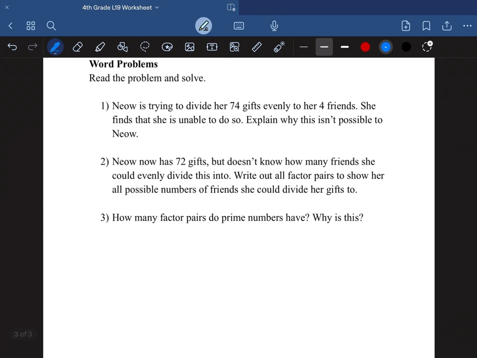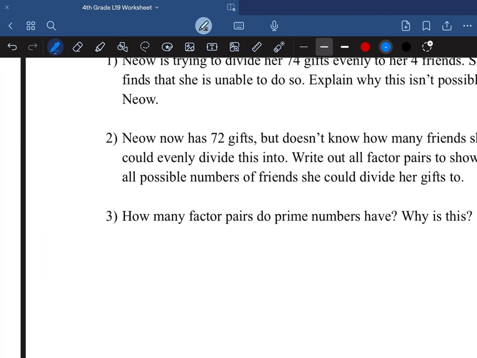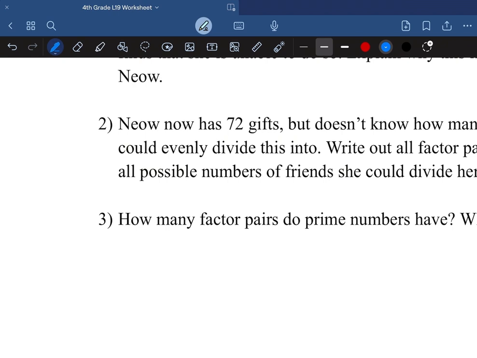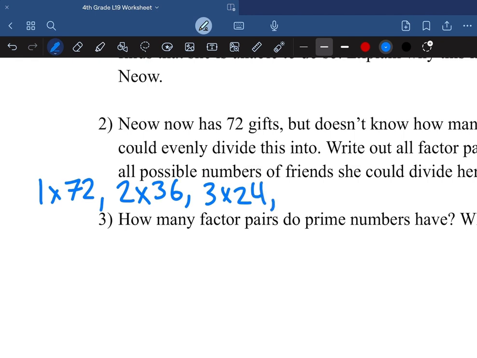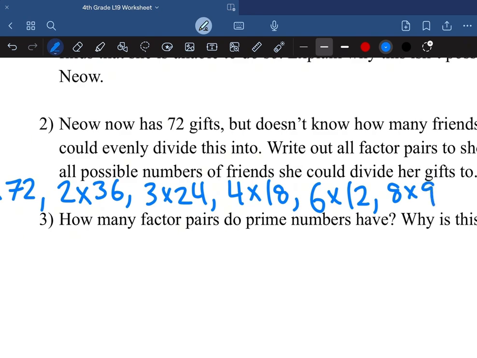Number 2, Yao now has 72 gifts but doesn't know how many friends she could evenly divide this into. Write out all factor pairs to show her all possible numbers of friends she could divide her gifts to. So we're just going to write out the factor pairs for this one. 1 times 72, 2 times 36, 3 times 24, 4 times 18, 6 times 12, 8 times 9.